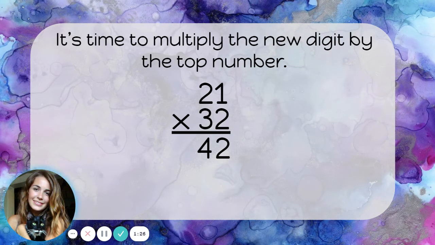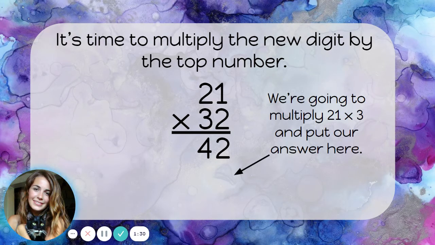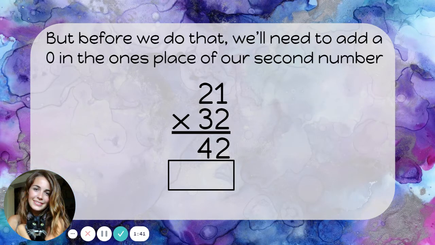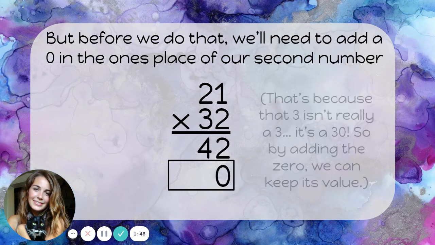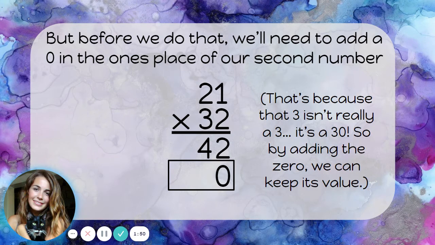It's time to multiply the new digit by the top number. We're going to be multiplying 21 times 3, and we're going to put our answer right here in this box, underneath our answer from the first digit. But before we do that, we'll need to add a 0 in the ones place of our second number right here. And that's because that 3 isn't really a 3, it's actually a 30. So by adding this 0, we can keep its value.